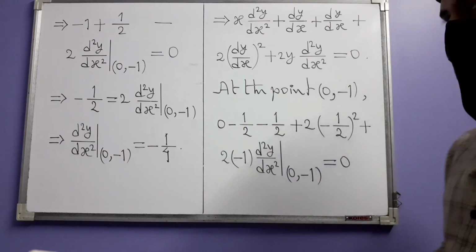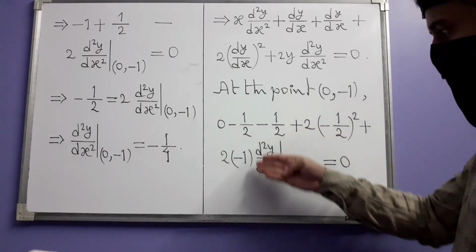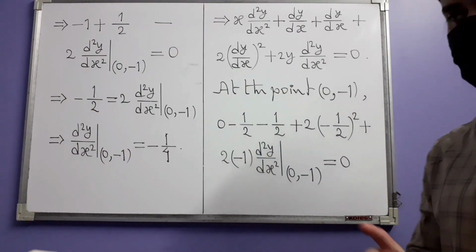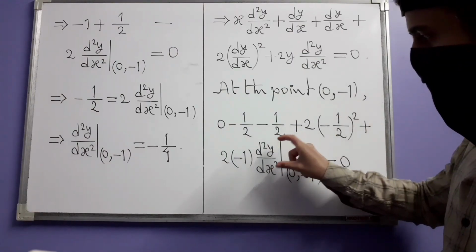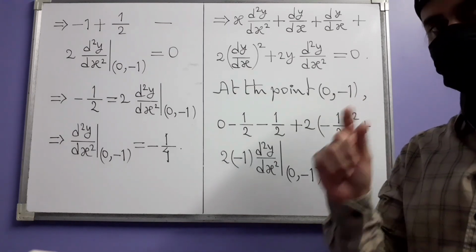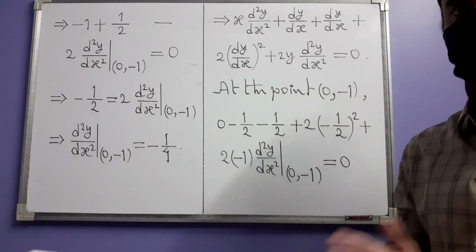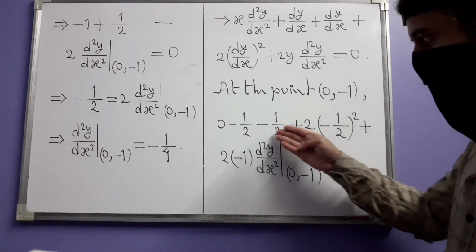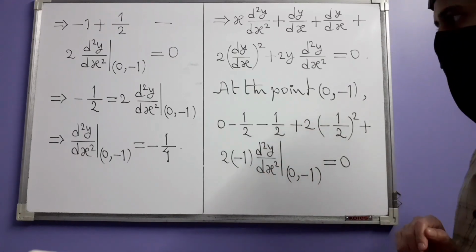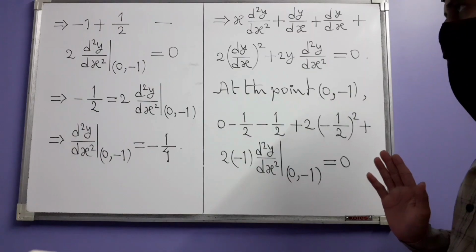There was a small mistake in the notation here. I should have written like this instead of simply writing d²y/dx², because that notation alone, without this bar and this point, denotes the second derivative as a function of x. This means the value of that function at the point (0, -1). So this is how we should write it.